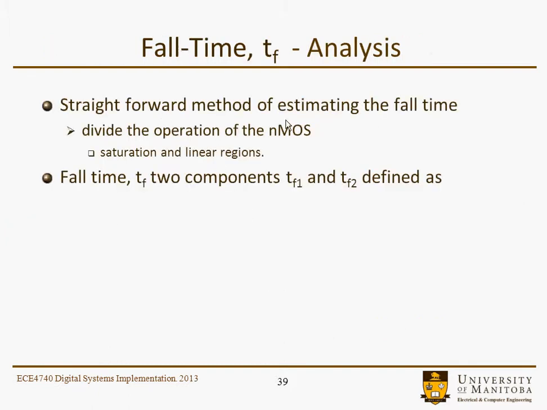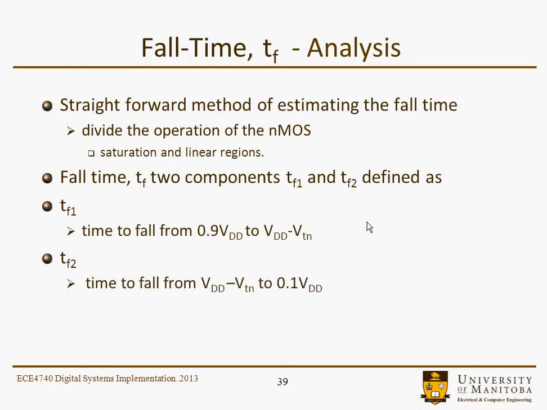It's a straightforward method of estimating the fall time, and that is accomplished by dividing the operation of the NMOS transistor into those two regions that we just talked about, the linear and the saturation region. So the fall time is going to consist of two components, TF1 and TF2, defined as follows. TF1 is the time for the output capacitor to fall from 0.9 VDD to VDD minus VTN. TF2 is the time for the output capacitor to fall from VDD minus VTN to 0.1 VDD.